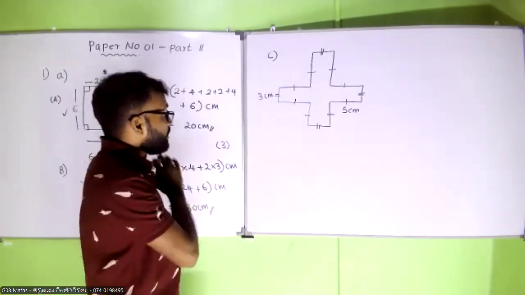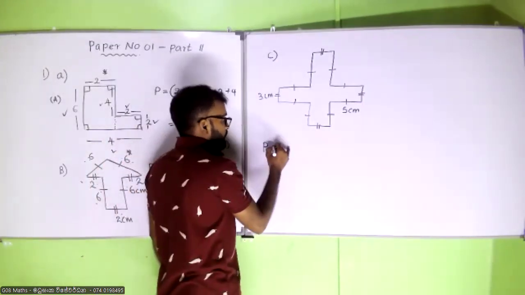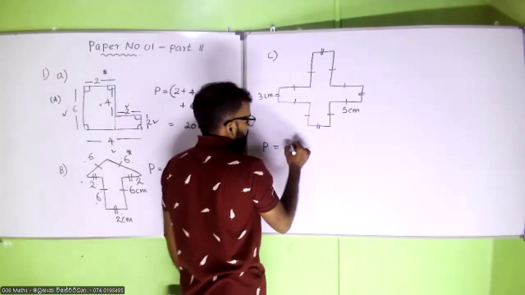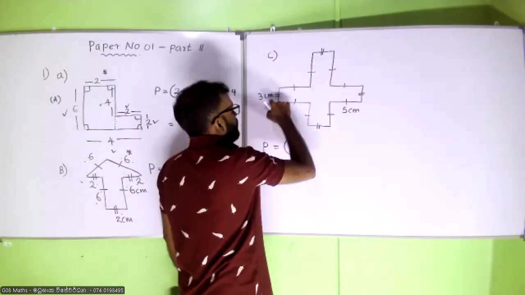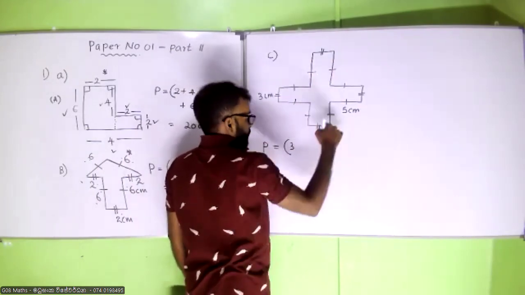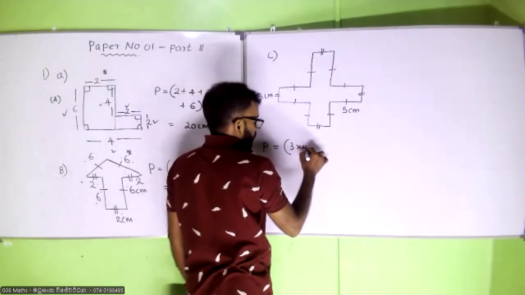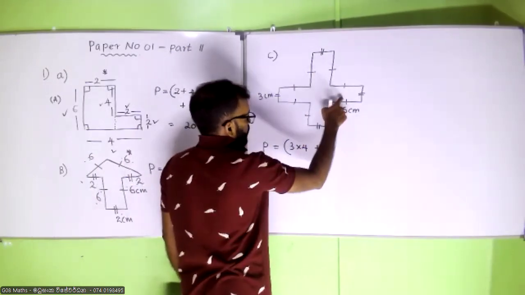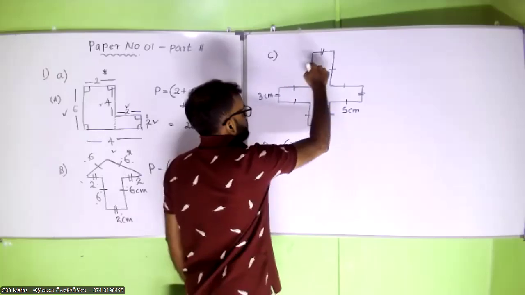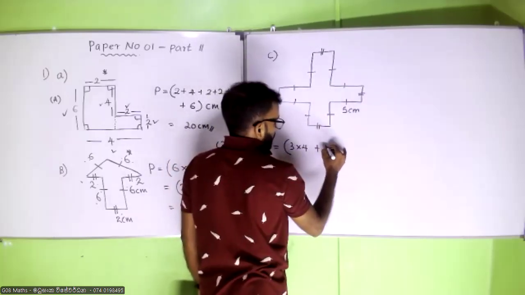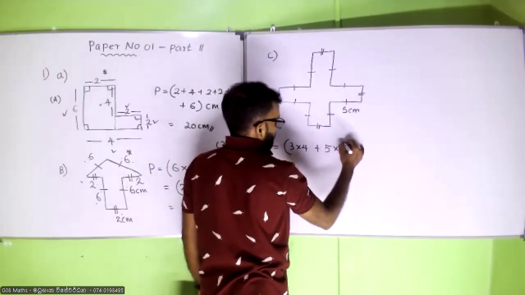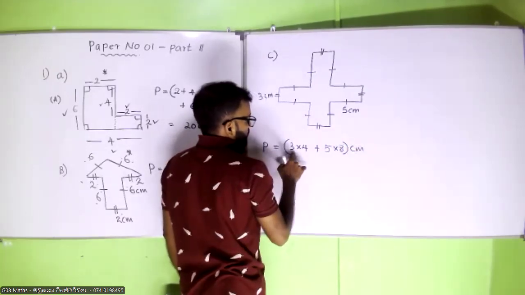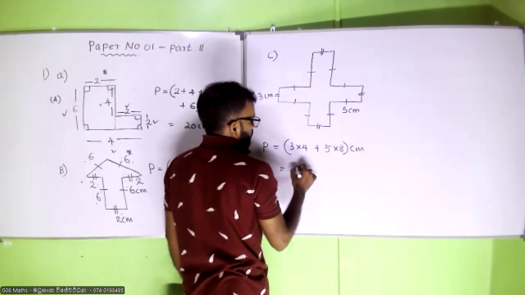You can use the same way. Perimeter equals, how many 3 centimeters are there? 1, 2, 3, 4. 3 into 4 plus how many 5 centimeters are there? 1, 2, 3, 4, 5, 6, 7, 8. 5 multiplied by 8 centimeters. Common term. 3 into 4 is 12.